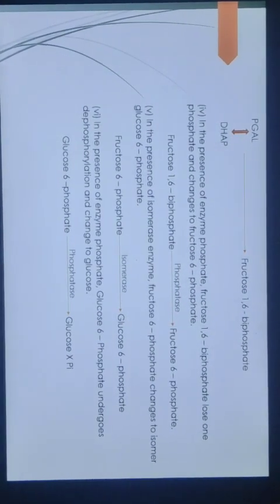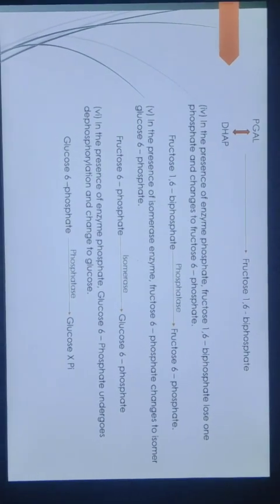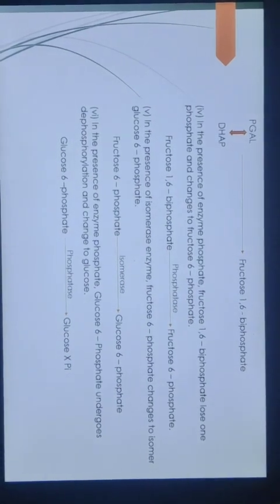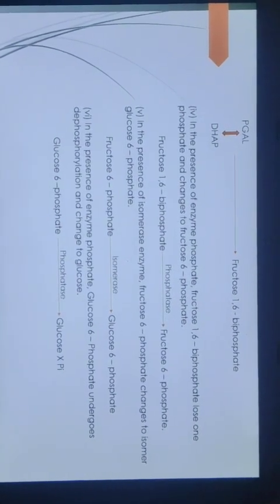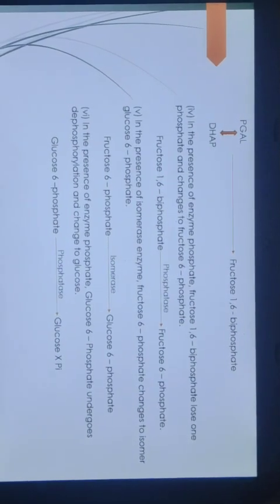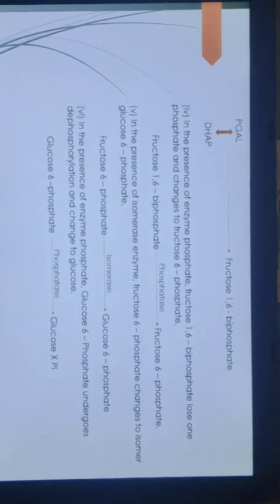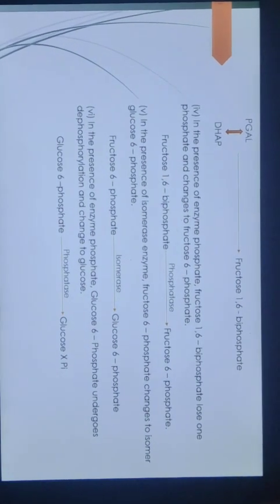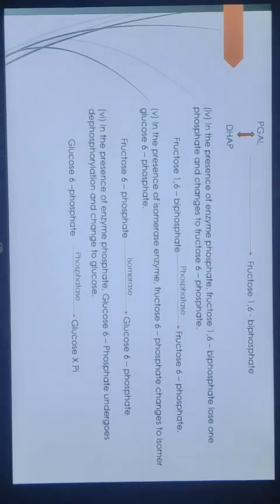Now in the next step, in the presence of the enzyme phosphatase, the fructose 1,6-bisphosphate loses one phosphate and changes to fructose 6-phosphate. That means in the presence of phosphatase, fructose 1,6-bisphosphate gets converted to fructose 6-phosphate, and one phosphate is released.